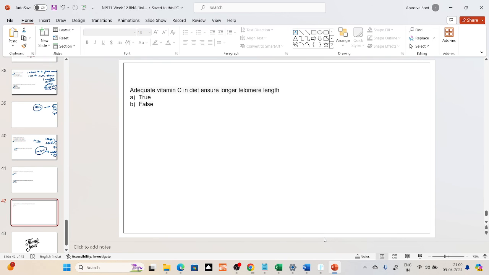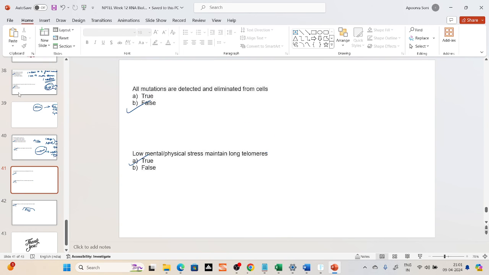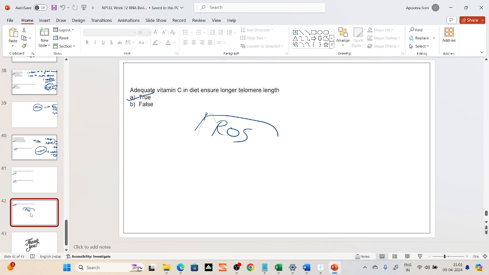If you remember what we studied in the last class, vitamin C in our diet has a lot of antioxidants. Just see, if stress is there in the body, stress produces a lot of reactive oxidative species, ROS. That is why stress is so problematic for our body. This reactive oxidative species can be removed with the help of vitamin C intake, because vitamin C has a lot of natural antioxidants. Therefore, if we have an adequate amount of vitamin C, it will ensure longer telomere length.